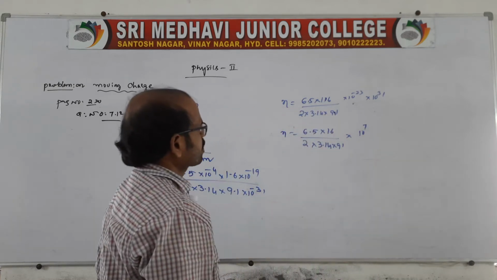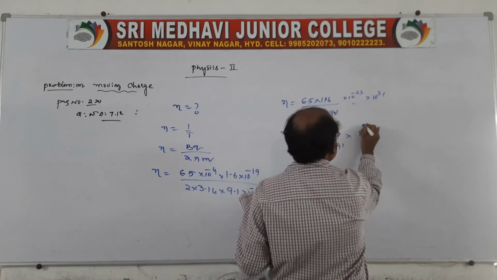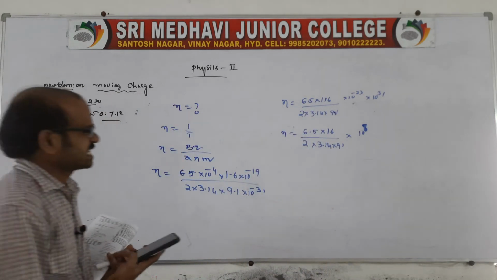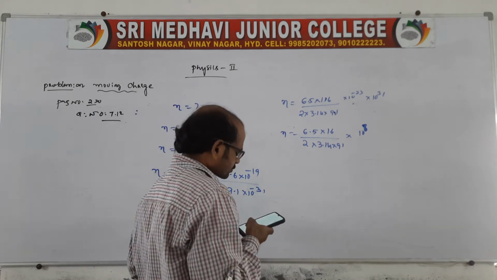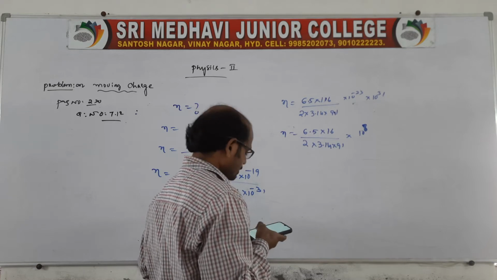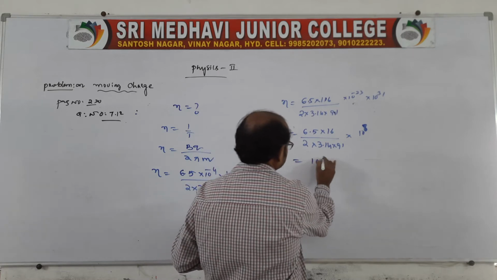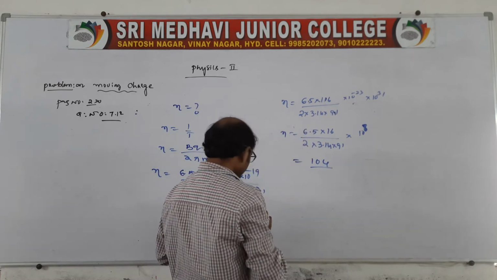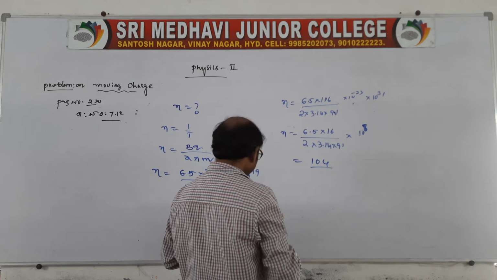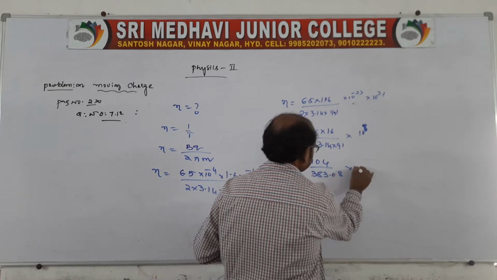If you add 7, what happens? It may be 8, right? It is 8, right? Yeah. Now you multiply this again. Yes, 6.5 into 16, so it is approximately 104, divided by 2 into 3.14 into 91, which is 383.08 into 10 power 8.